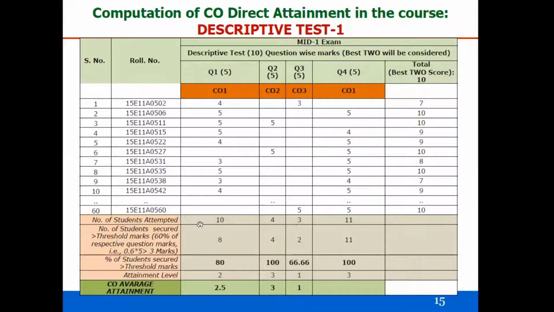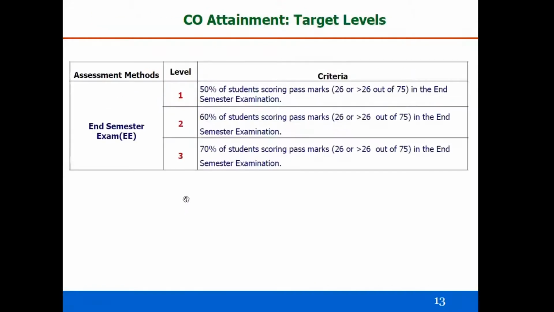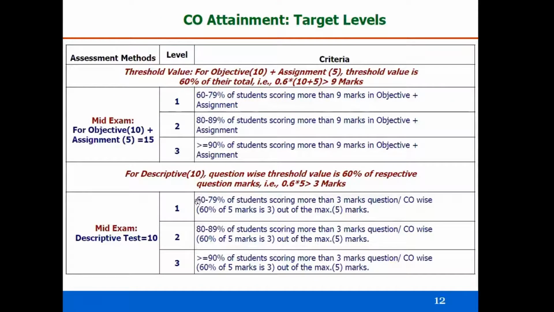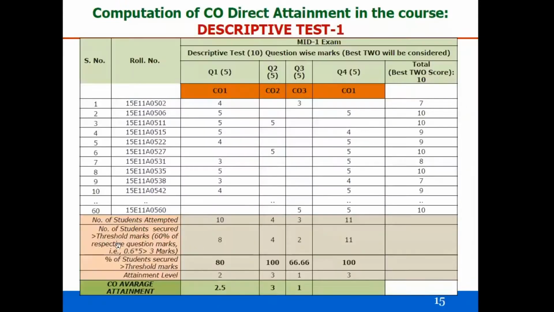Then, as for the threshold value we fixed for the descriptive test, you can find out how many students secured level 1, how many secured level 2, and how many secured level 3, depending on the percentage. So how to calculate this percentage? Let us see here. The number of students who secured greater than the threshold mark, that is 60% of the respective question's marks, 0.6 into 5, is 3. So how many students secured 3 and above marks in question 1?